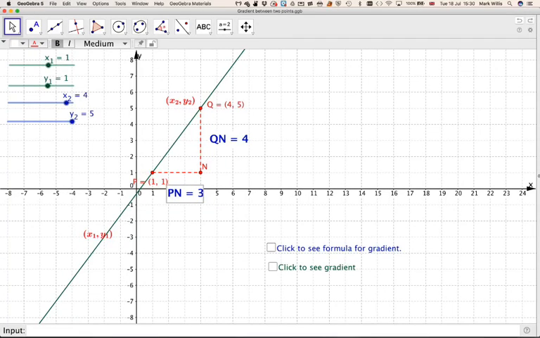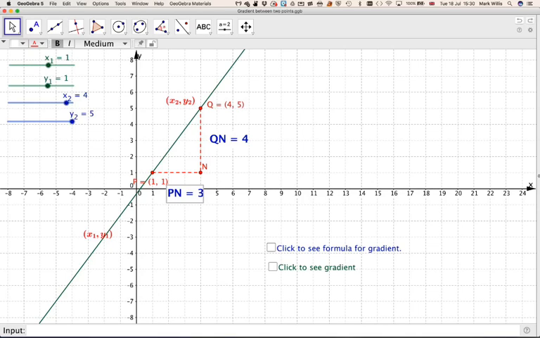Hi, in this video we're going to look at trying to find a formula for calculating the gradient of a curve. Now before we do that, let's go back and remind ourselves how we calculate the gradient of a straight line, because in the previous video I showed you that if you had a curve and you drew the tangent and you could find the gradient of the tangent, then you got the gradient of the curve at that particular point.